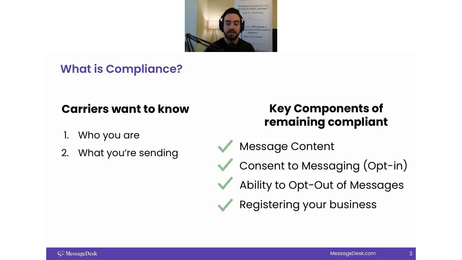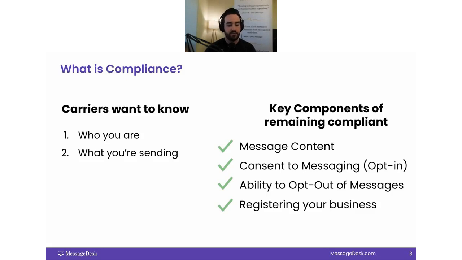So starting off here, what is compliance? There are two big picture items that carriers want to know. That includes who you are and what type of messages you're sending. So generally, everything in compliance falls under those two items. The carriers just want to know a little bit more information about you. They want to distinguish you and maybe someone who's sending spam text messages. So when they can verify your business, they know who you are. And then when they can take a look at your message content and see, okay, Sally is sending messages about appointment reminders since she's a hairdresser, they know that what she's sending is all good.